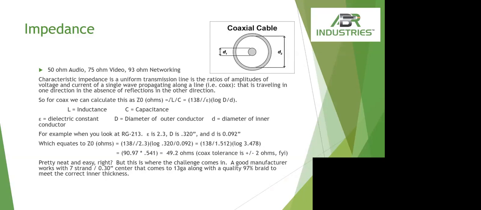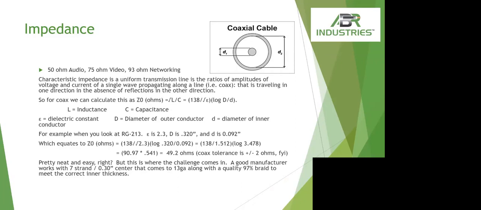So how do we calculate the impedance of a coax? Well, we look at the square root of the inductance and capacitance. We look at the dielectric constant, and then we look at the log of the two different diameters, of the center conductor and the outer braid. So let's take an example. When you look at RG213, we know the dielectric constant is 2.3. The outer diameter comes to 0.32 inches. The inner diameter is 0.092 inches, which when we do the math means that we get a 49.2 ohm coax. Now coax's typical tolerance is plus or minus 2 ohms.